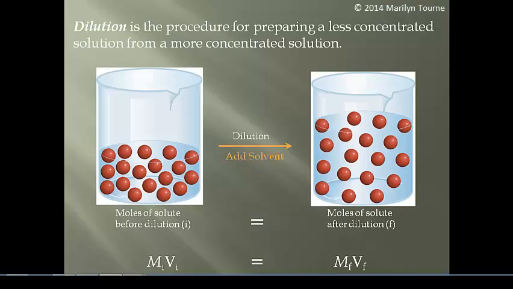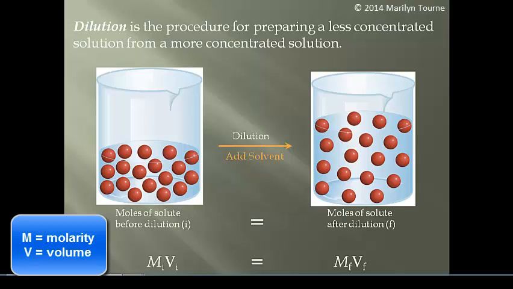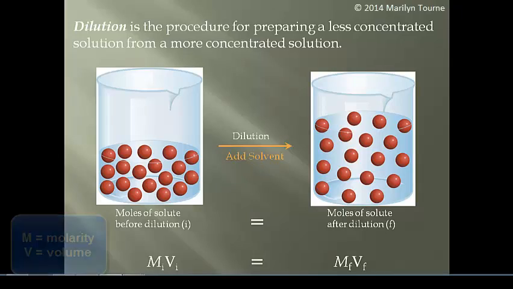Dilution is the procedure for preparing a less concentrated solution from a more concentrated solution. The equation for this is M1V1 equals M2V2, or like I have here, M initial times volume initial is equal to the final molarity times the final volume. One important thing to note is that you can only use this equation, M1V1 equals M2V2, if you're dealing with the same component. I can only give you information on one solution.